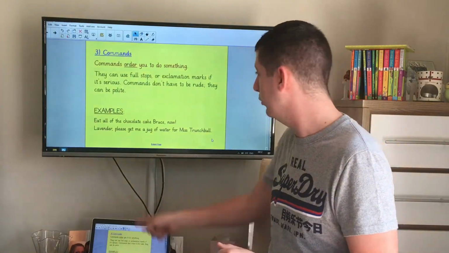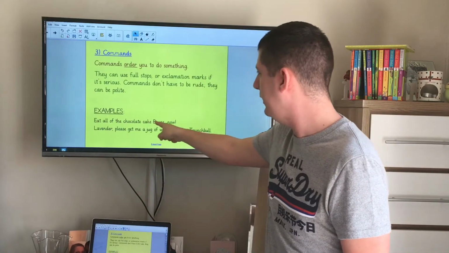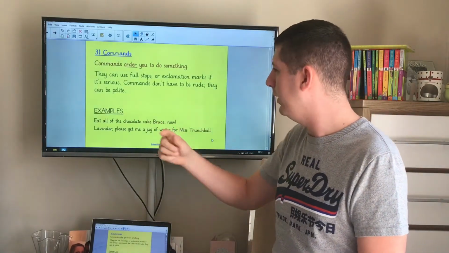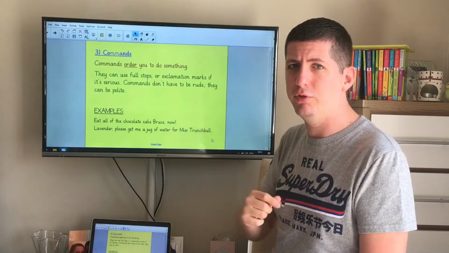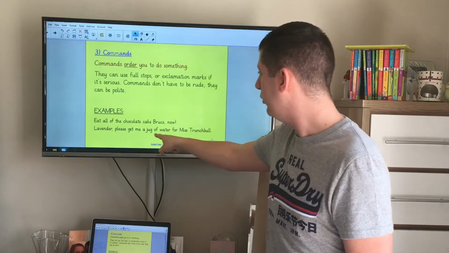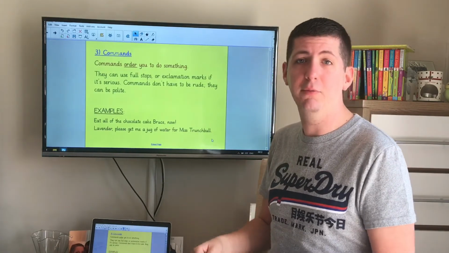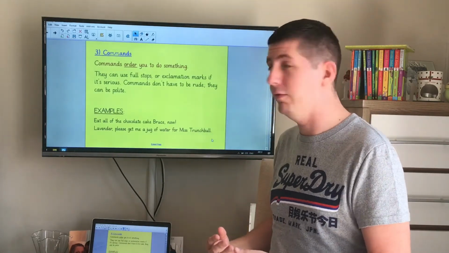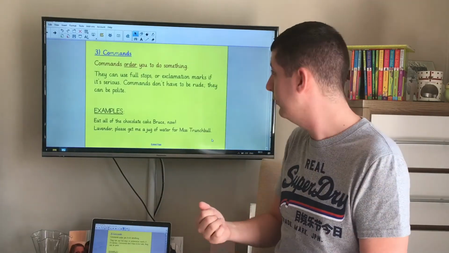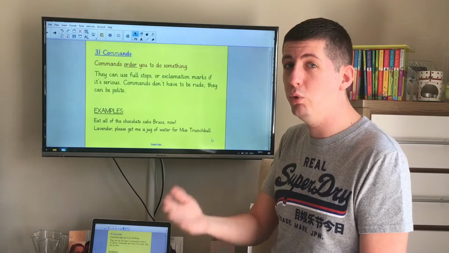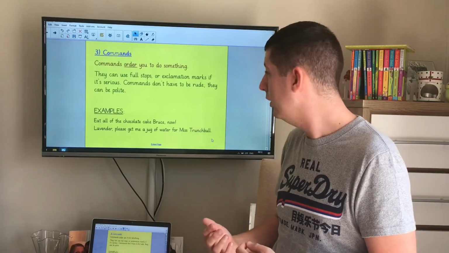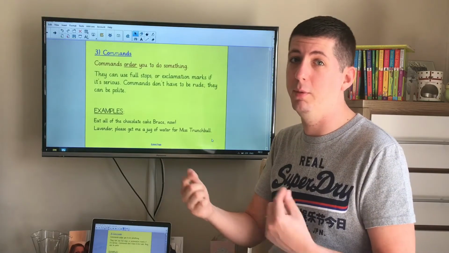So here are some examples. Eat all of the chocolate cake now, Bruce. Or Bruce, now. Sorry, wrong way round. That one is Miss Trunchbull ordering Bruce to do that horrible thing that we learned about last week. Lavender, please get me a jug of water for Miss Trunchbull. Again, that's Miss Honey ordering Lavender to do something, but do you notice the tone of it's very different because she's been polite. She said the word please. It's still a command because it's still ordering Lavender to do something, but it's just a nicer way of doing it. Obviously, that shows the difference between Miss Trunchbull and Miss Honey.